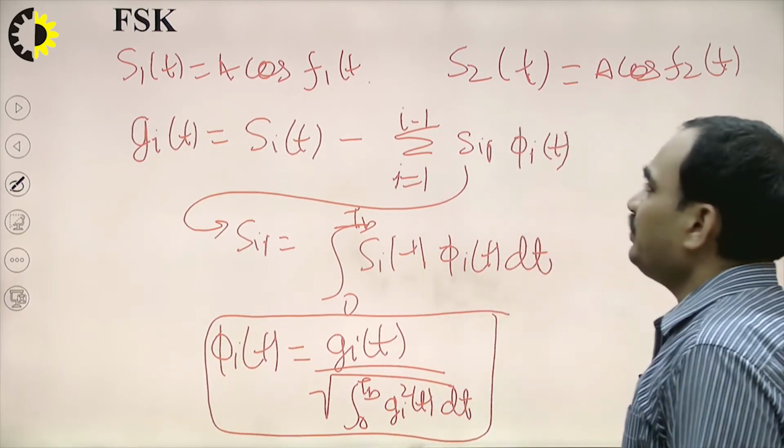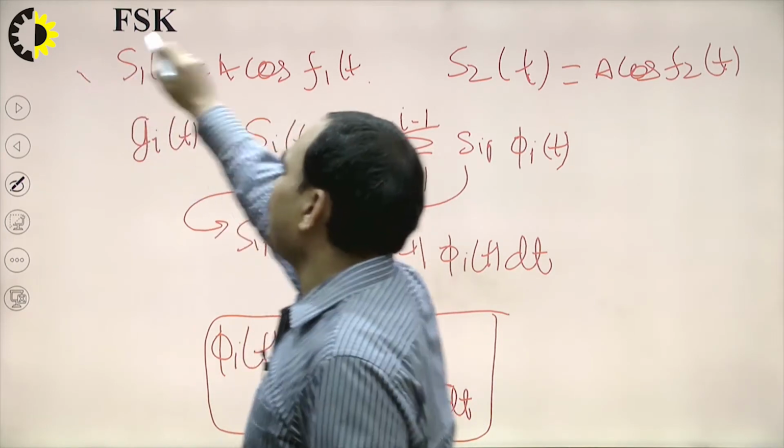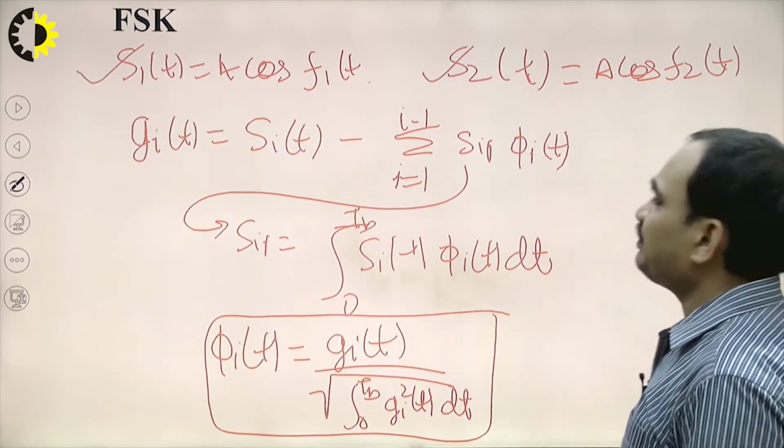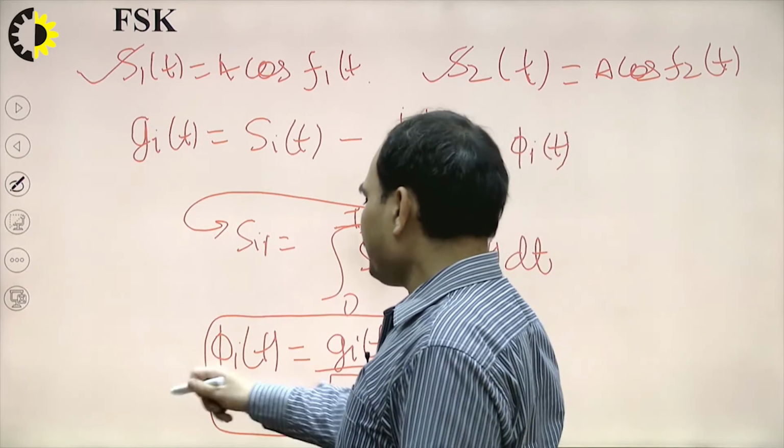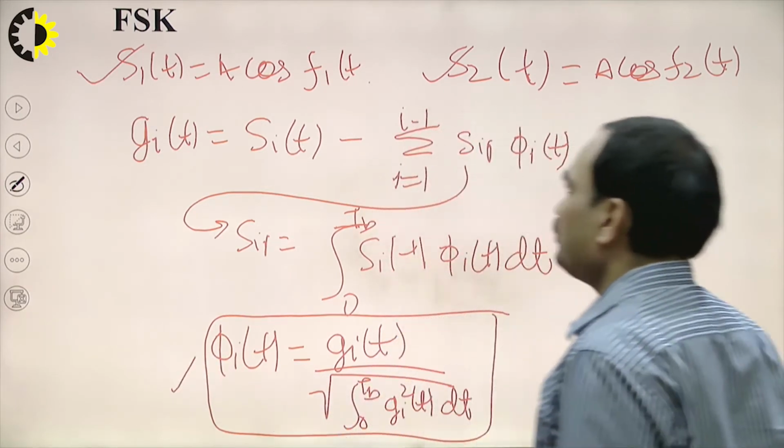So now we have the two signals given by S1(t) and S2(t) respectively. We have to find the basis function, so we have to solve for it.